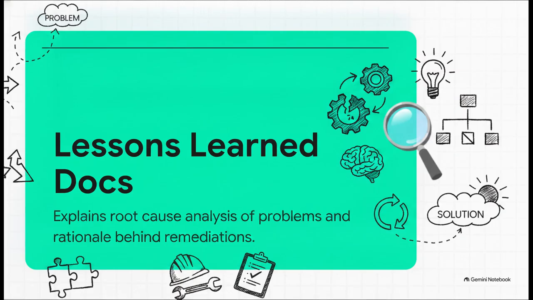Rounding out this section, we have lessons learned documentation. This is how you make sure your organization actually remembers why a certain remediation was taken in the first place. It lays out the root cause analysis of the problems you encountered, the rationale behind your fixes, and the lessons learned through consultation. By writing this down, you're actively preventing your future self or your team from making the exact same painful mistakes on the next big build.